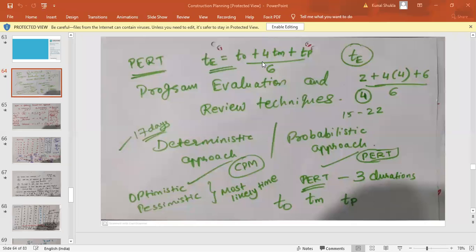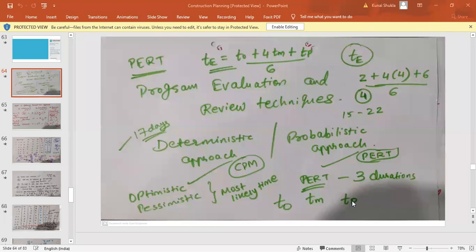Now, as I told you, there are 3 time estimates, 3 time periods in the PERT method. That is why on your screen you can see TO, TM and TP. What is the full form of these? These are the 3 durations for the PERT method. TO means optimistic time, TP is pessimistic time, and TM is most likely time. As I said, your range will be between 5 to 15. So in that case, the lowest value, that is 5, is called optimistic time.